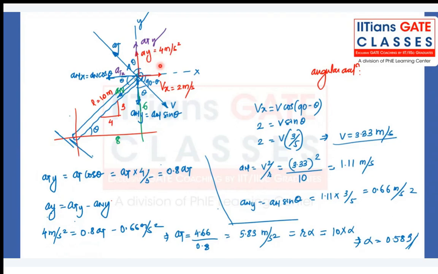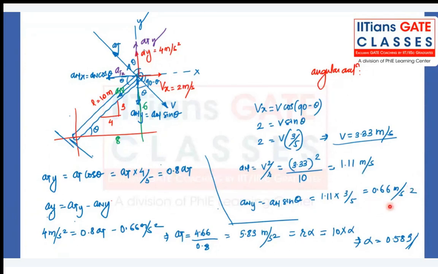So we know AN is always directing towards the center. So this is the correct direction for the AN, and ANY will be acting downward. So ANY is equal to AN sine of theta. AN we just calculated, that is 1.11, into sine of theta, which is 3 by 5. You will get 0.66. So you got the value of ANY.